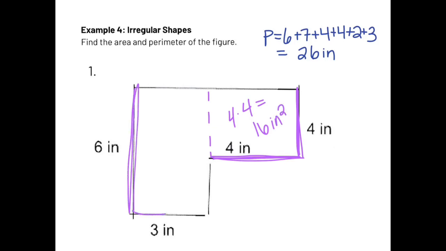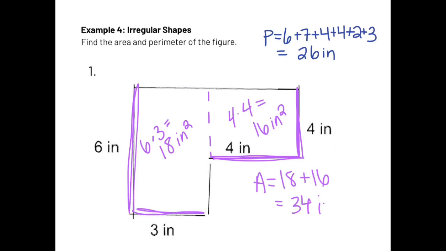This rectangle is a 6 by 3, so it's going to be 6 times 3 to equal 18 inches squared. And so in order to get my total area, all I have to do is add the 18 plus 16 together to get 34 inches squared.